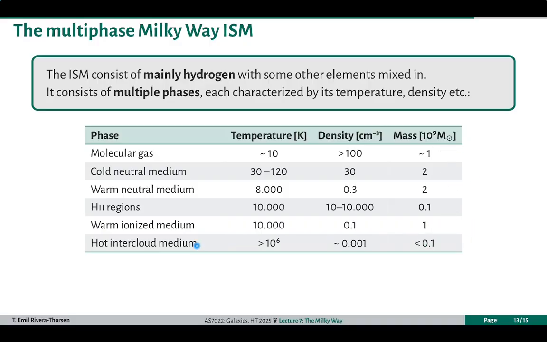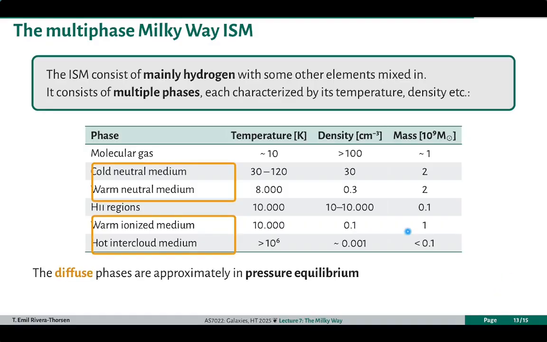And finally, we have the very hot intercloud medium. This gas is more than 1 million Kelvin in temperature. It is very, very sparse. And that also means that its total mass is not very large. It is modest, comparable to the HII regions, but it takes up much, much more space because it is so much more dilute.